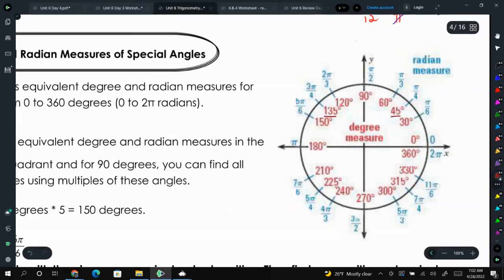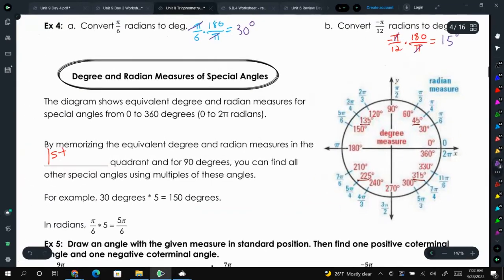45, 135, 225, 315. So all those end in 5. And notice that they all are a number of pi over 4. So that's a pattern that you can use, and we're going to talk extensively about that later on.